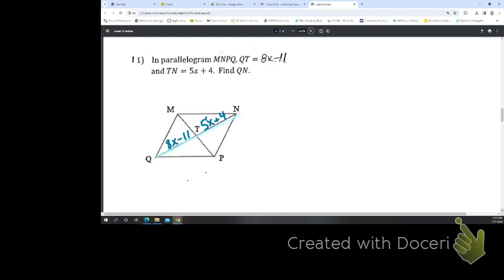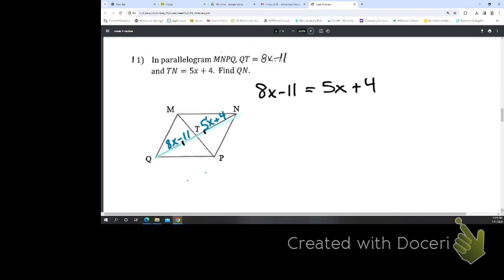So remember that those diagonals, since it's a parallelogram, bisect each other, which means when they cross, they split it into equal parts. So since they're equal, that is how we're going to make our equation. So then we have a chance to use our outstanding algebra. I think I might have just touched the bottom and that's what did it. All right.